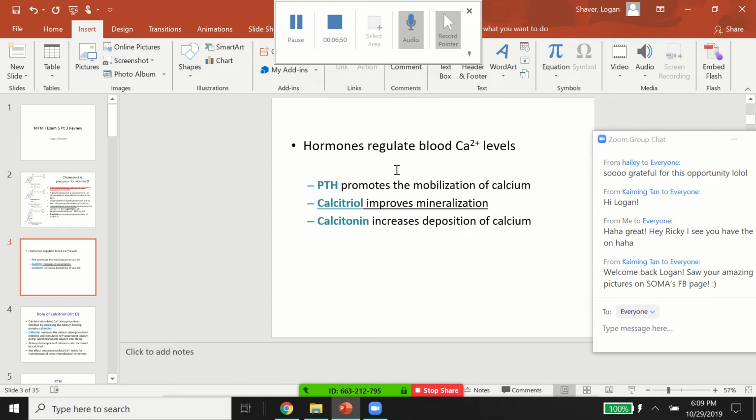Calcitonin. Okay, so calcitonin does basically the exact opposite of PTH. It's going to be increasing deposition of calcium, which means basically making bone or storing calcium within bone.